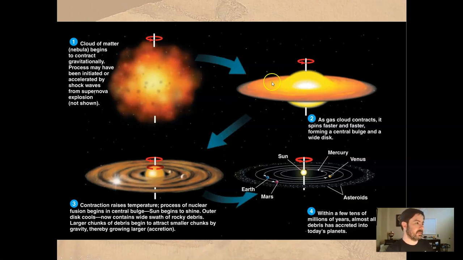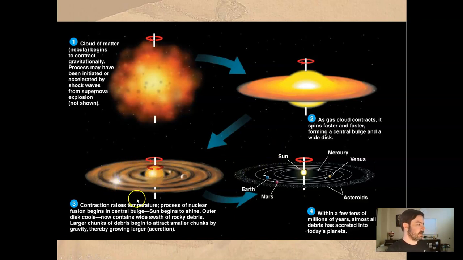The gas itself, instead of a big cloud, turned into this disk. As things spin, there's a little physics involved there, but it flattened out into this disk. You get this big bulge in the center that would eventually become the sun, and then you get this disk. The contraction of gravity in the center raises the temperature, again begins the process of nuclear fusion in that central bulge, and that's when the sun turns on.